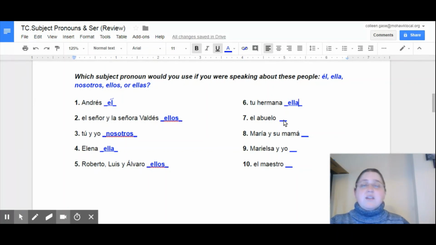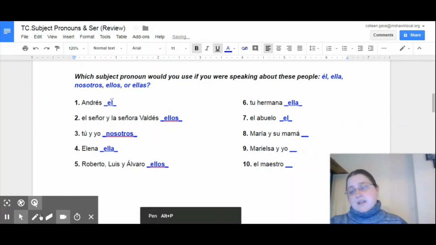Mi hermana me robó mis maquillajes. My sister stole my makeup, which, you know, probably doesn't happen nowadays that we all have our own houses, but when we were younger, probably did. El abuelo es tu grandfather. And if it is your grandfather, it is obviously masculine and it's a singular person, so you're wanting to use él.